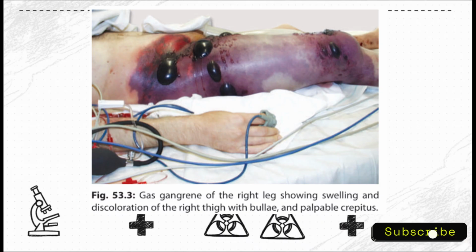Take a good look at this. This is gas gangrene. It's a medical emergency that spreads like wildfire through tissue. As a future doctor, you absolutely have to recognize this and know exactly what to do, because every second counts.